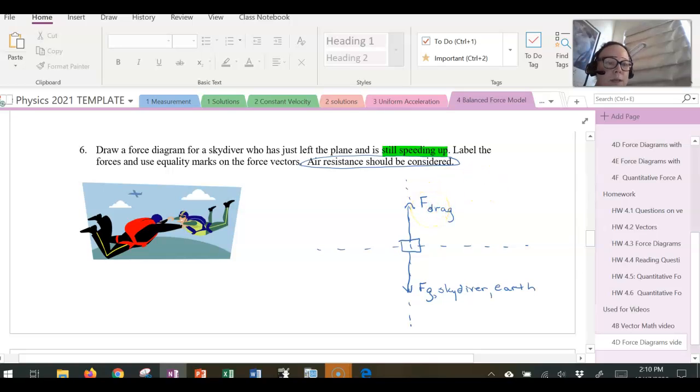The drag force always opposes motion. So the gravitational force is making the skydiver fall down, so drag force is pointing up. And that's a force that's being applied on the skydiver by the air that's around him. Now, since they're speeding up, these two forces are not balancing each other. And in fact, we have to have a net force in the direction of acceleration. So the net force in this situation is pointing down. The gravitational force is bigger than the drag force, and that's why the skydiver is still speeding up.